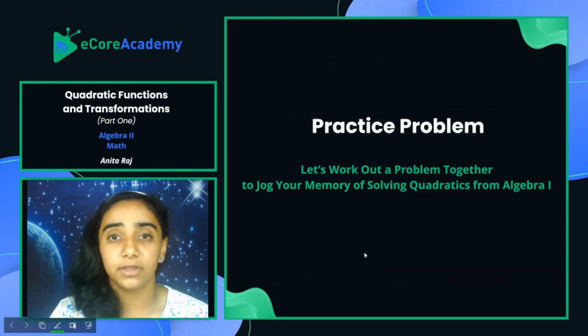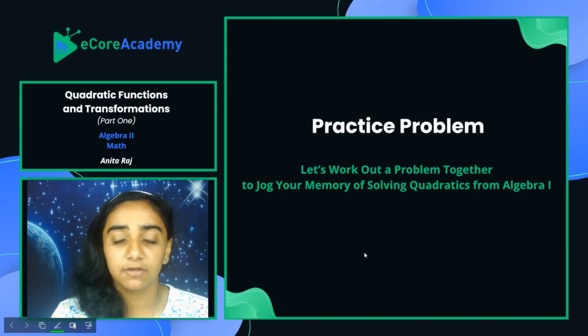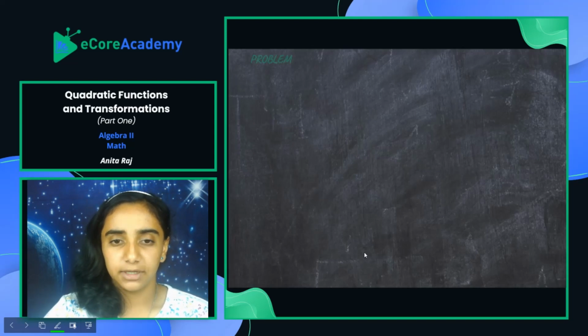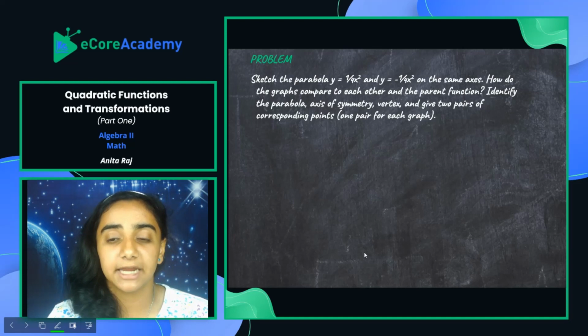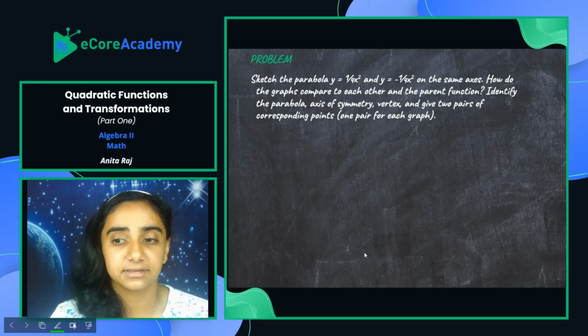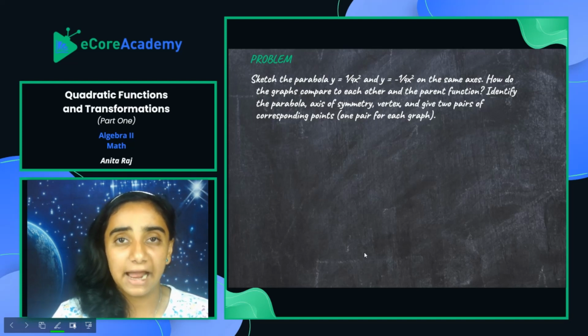Okay, so now we've gotten to the practice problem. Together, let's work out a problem so you can jog your memory of solving quadratics from Algebra 1. If we graph it and then look at some characteristics of that graph, hopefully you'll remember some of those basics that you learned in Algebra 1 about quadratics. Okay, so here is the problem I'm going to give you. Sketch the parabolas of y equals 1/4 x squared and y equals negative 1/4 x squared on the same axis. How do the graphs compare to each other and the parent function? Identify the parabola, axis of symmetry, vertex, and give 2 pairs of corresponding points, 1 pair for each graph.